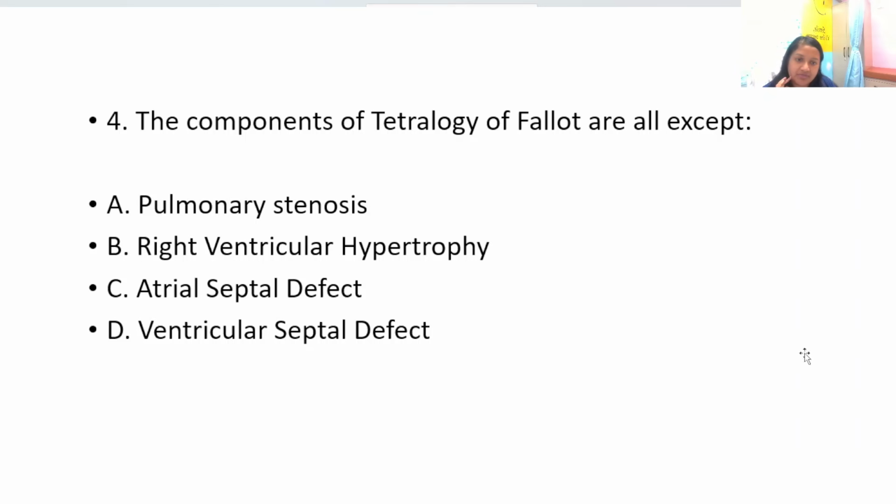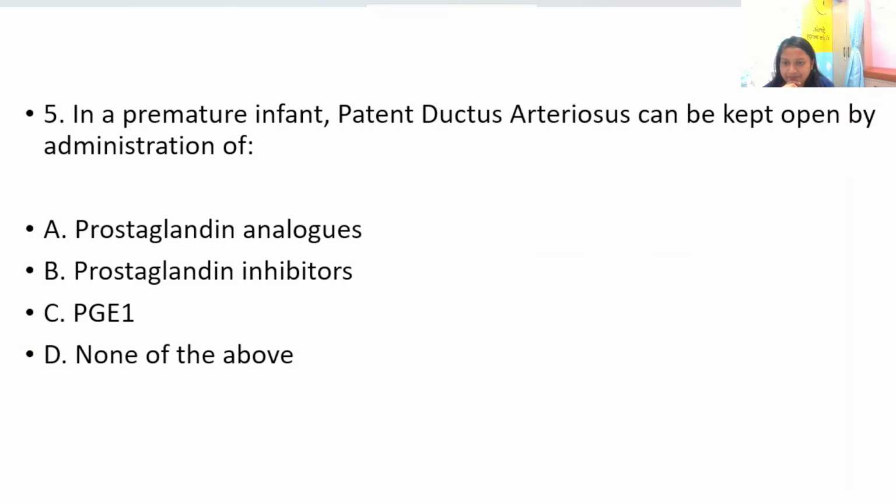The components of tetralogy of Fallot are all except pulmonary stenosis. Yes, pulmonary infundibular stenosis is there. Right ventricular hypertrophy, it is there. Atrial septal defect, no. When atrial septal defect is there with the other four components of tetralogy of Fallot, that is called pentalogy. So atrial septal defect is not a component of TOF. Ventricular septal defect is a component of TOF. So here the answer is atrial septal defect.